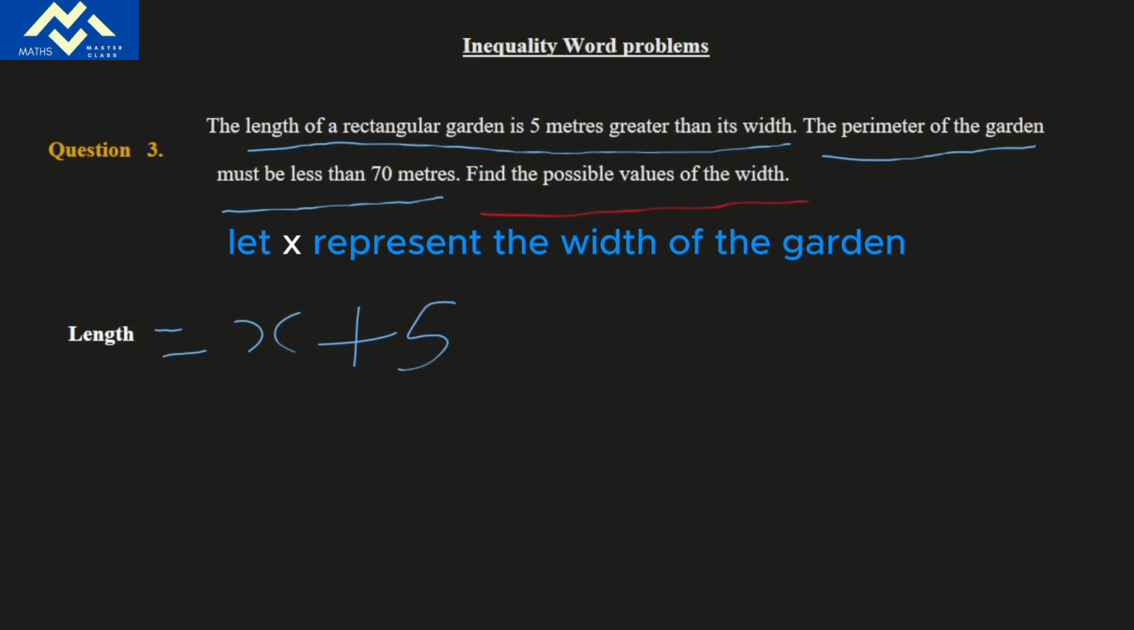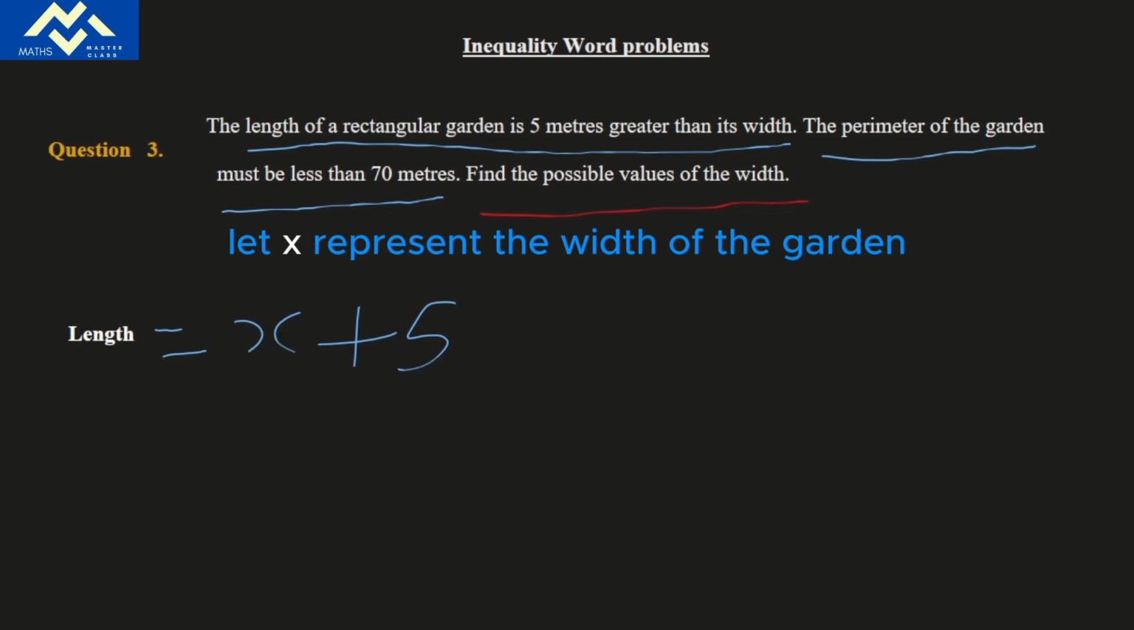I know someone might ask, why isn't it 5 times x? This is because 5 times x would mean that the length is 5 times the width. But that's not what the question says. It says the length is 5 meters greater than the width. So we add 5. Now, let's put all the information together to form the inequality.